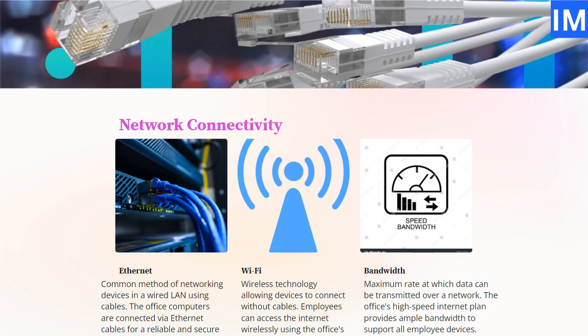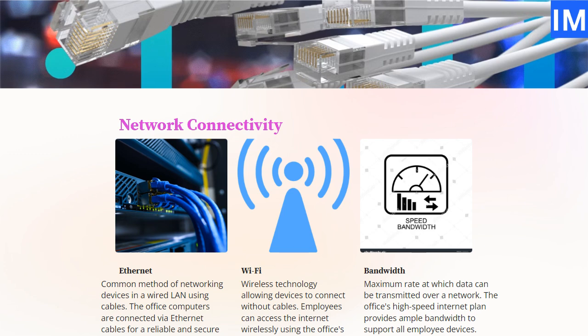Now, we have talked about network systems, network devices, and identification. Now, let's talk about network connectivity. Network connectivity can be established in several ways. Ethernet, which you might already know, is a common method using cables for a wired LAN. LAN means local area network, providing reliable and secure connections.